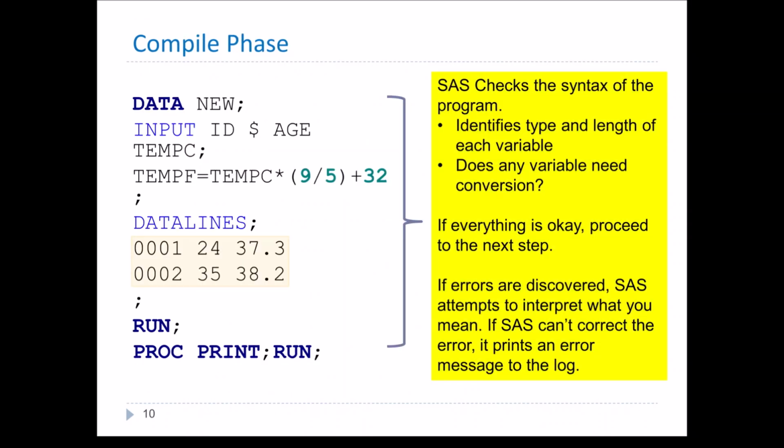All right, so let's look again at this simple program. Again, SAS is going to check the syntax of the program. It identifies the type and length of each variable. So let's look at this. We have three variables: ID, which is character, and age and temp_c, which are both numeric. So it identifies these three variables. It says, okay, ID is going to be a text variable, age is going to be numeric, and temp_c is going to be numeric.